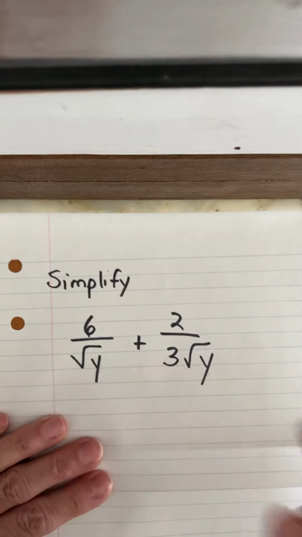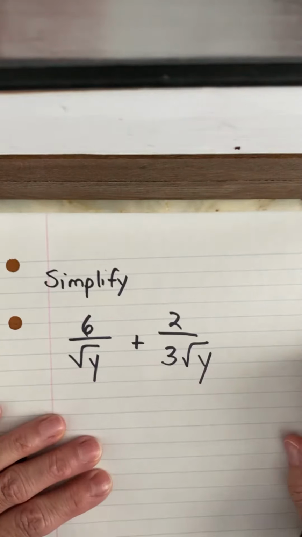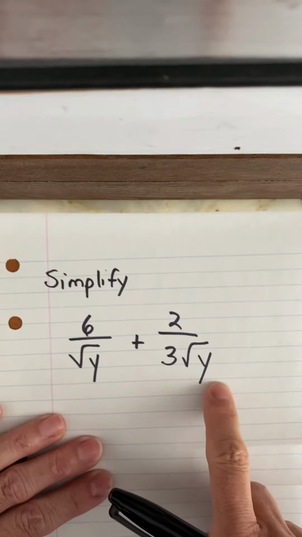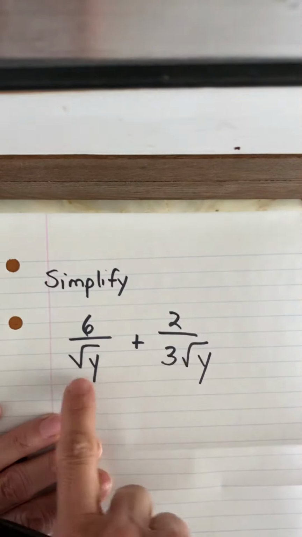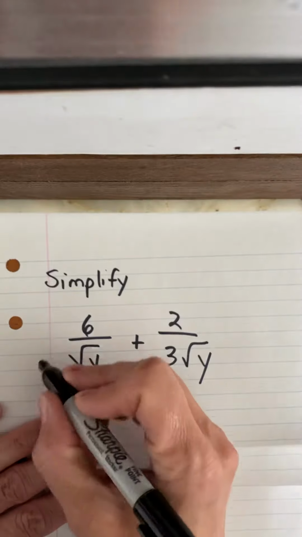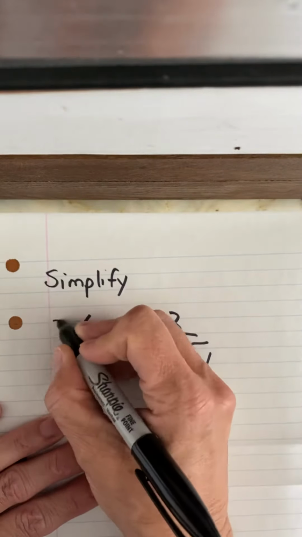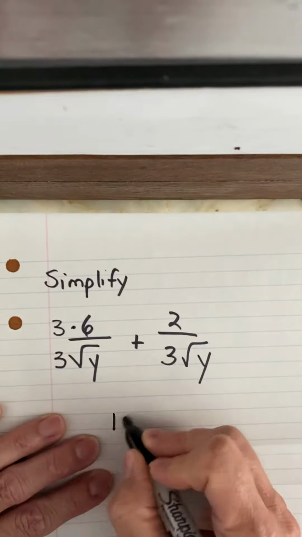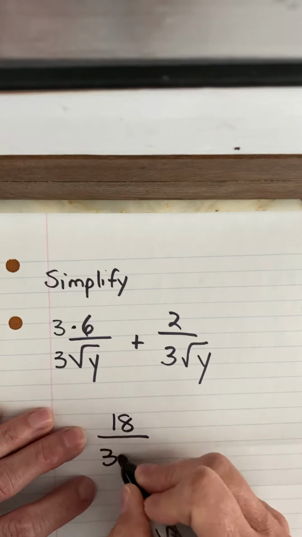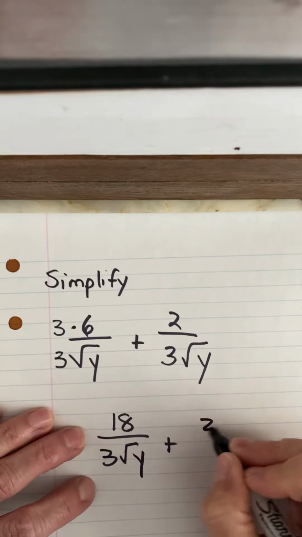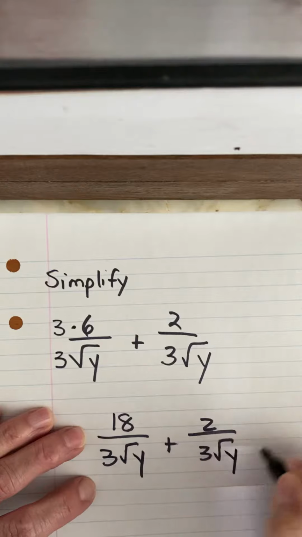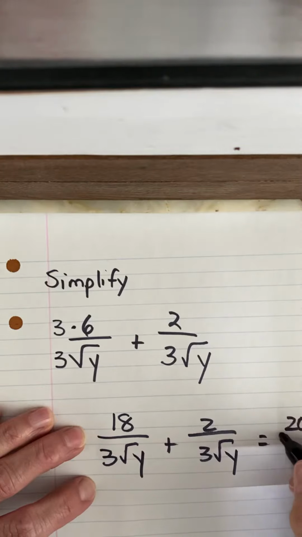So what would the common denominator between these two be? Well, it would be 3 root y. So I don't have to rename this fraction, but I have to rename this fraction. I multiply the bottom by 3, so I have to multiply the top by 3. So this becomes 18 over 3 root y plus 2 over 3 root y, and I get 20 over 3 root y.